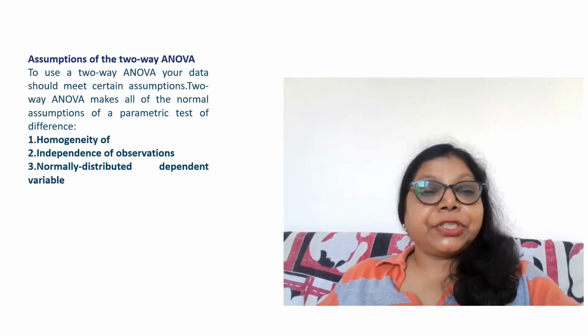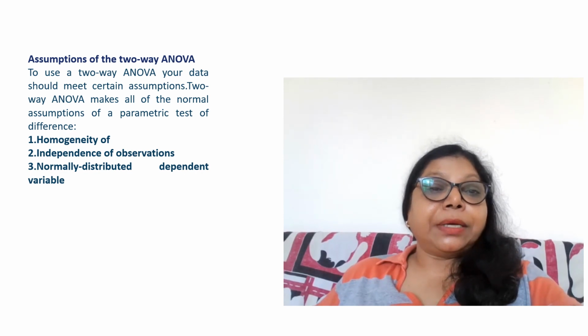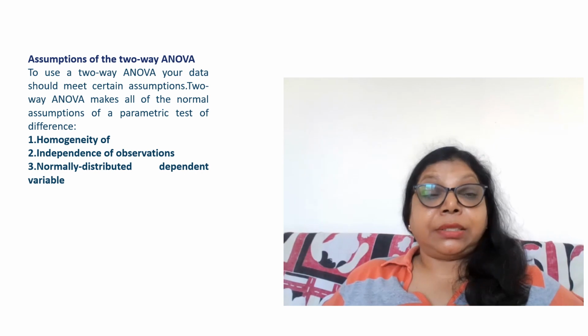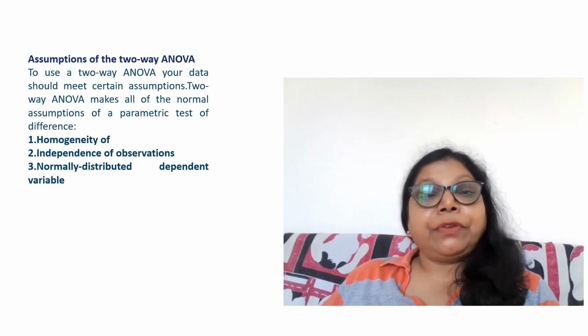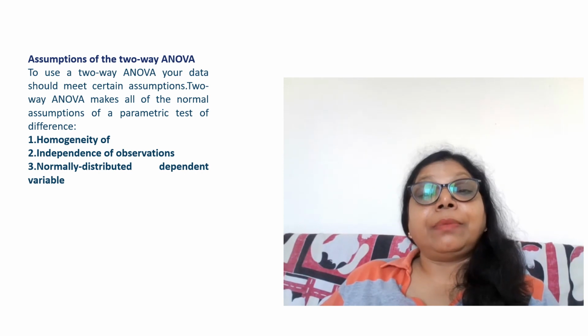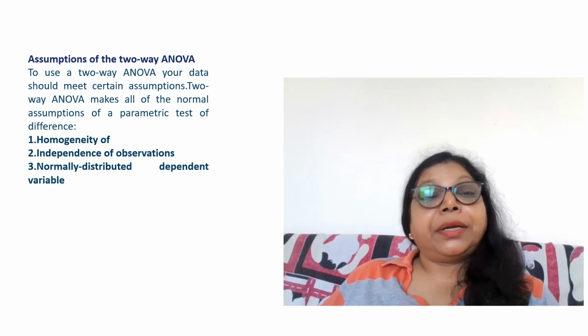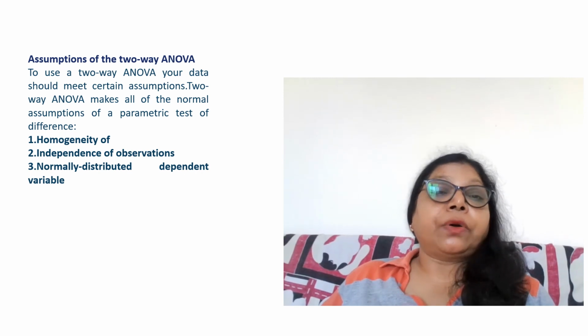Now, what are the assumptions which are lying when we are taking two-way ANOVA? Again, we have three assumptions: homogeneity of variance, independence of observations, and normally distributed dependent variable. So, we all know what is homogeneity or what is homoscedasticity. So, the variation around the mean for each group being compared should be similar among all groups. And if our data don't meet this assumption, we may be able to use a non-parametric alternative like the Kruskal-Wallis test instead of ANOVA.